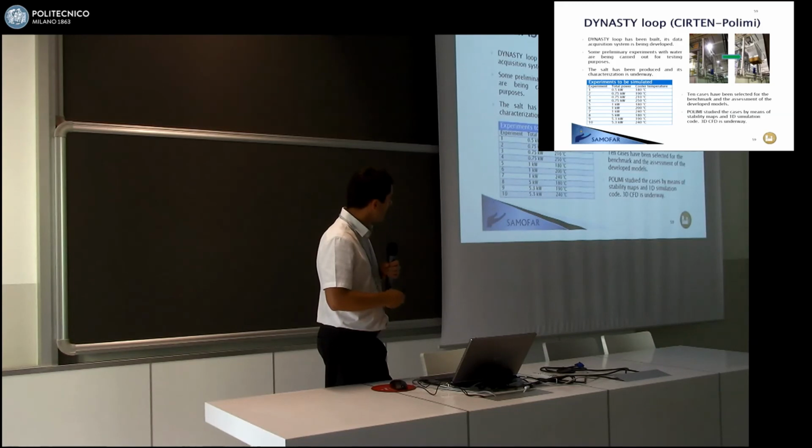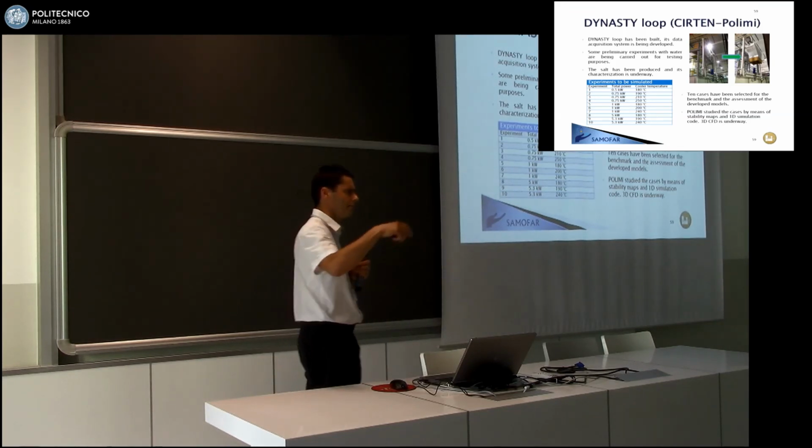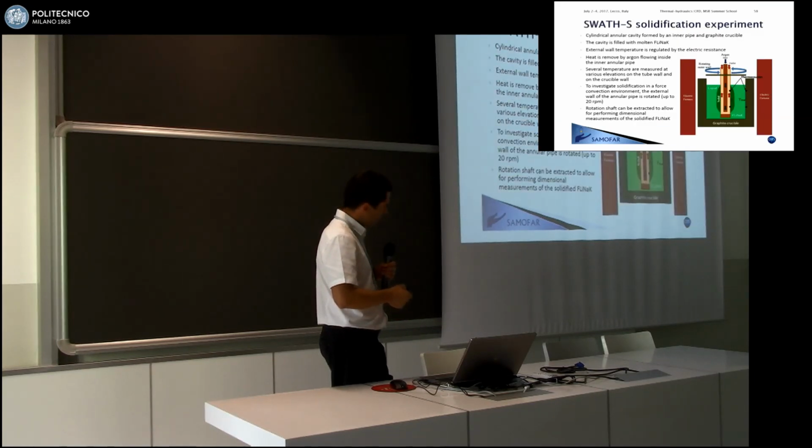And then, as I mentioned, we have also another set of experiments that is run here at Polimi, the Dynasty loop. The idea is to look at how natural convection works in this type of fluids, and what the stability maps are, and so on. This is important for, let's say, for instance, if we want to design a passive removal system, or even maybe in some region of the reactor, like, I forgot the name, the draining tank of the salt.